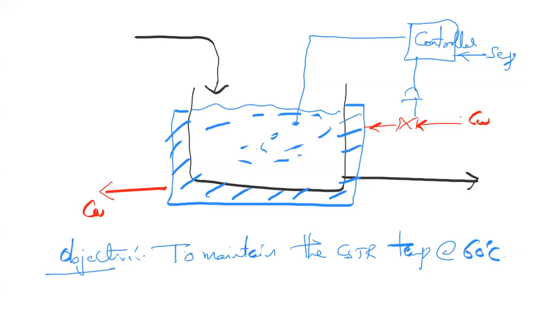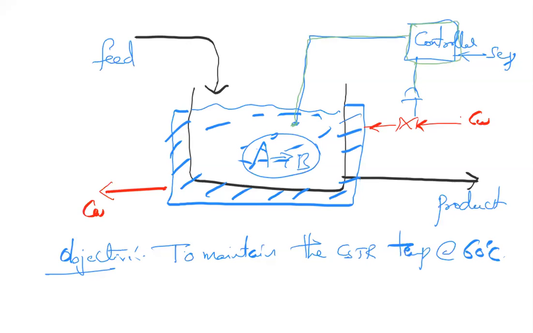So you have a feed. This is product. This is A gives B. This is feed, this is product. So cooling water in and cooling water out. So this is the entire instrumentation part. Let's say you are measuring, going into the control loop and then taking the control action.